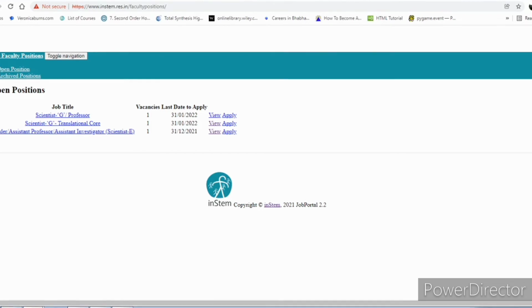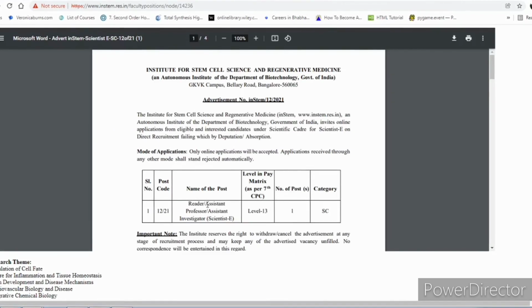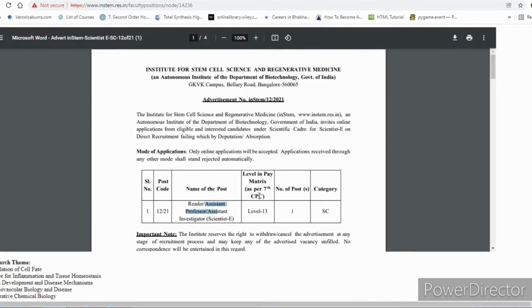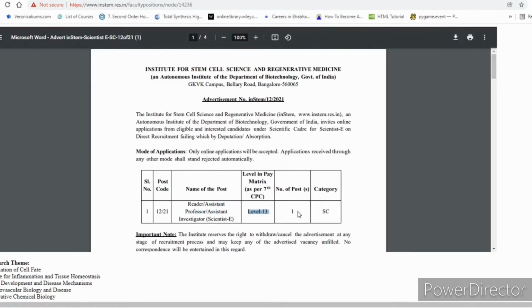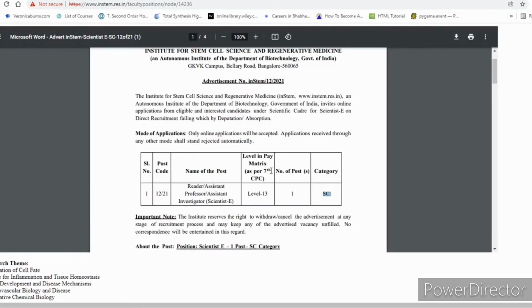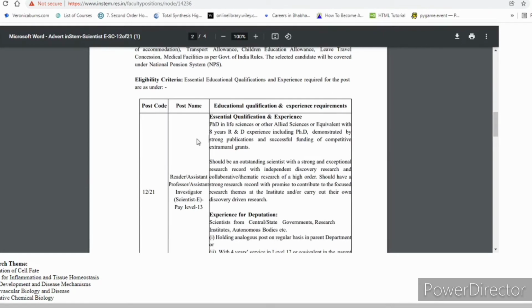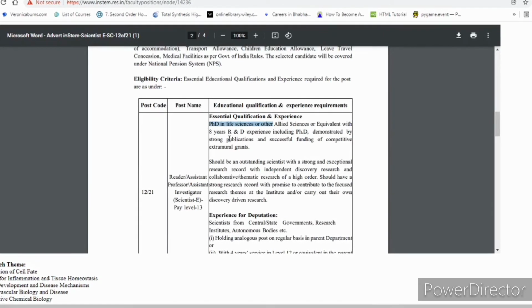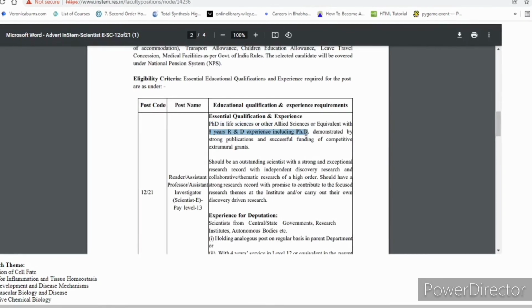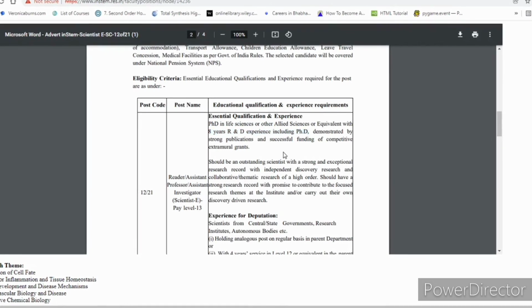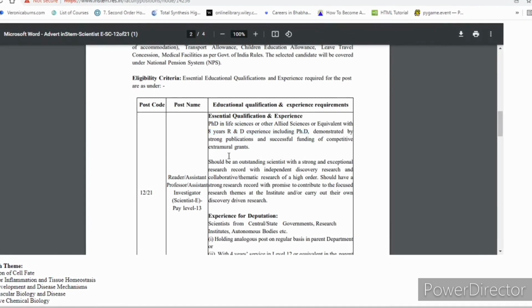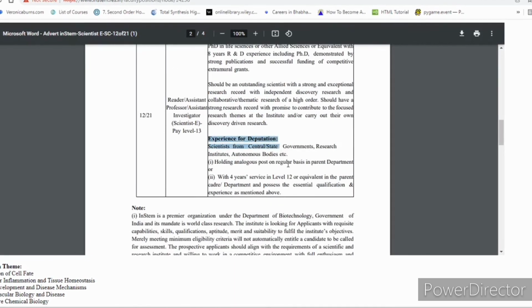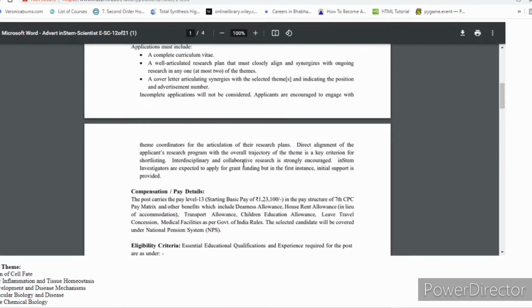Okay, so let us see what the qualifications are for assistant professor. See, this is level 13 in 7th pay commission, total post 1, and the category is SC. And what are the qualifications? See, you need a PhD in life science or other allied science or equivalent with 8 years R&D experience including PhD. That is, you need PhD plus 3 years of postdoc, and for deputation experience they have also written. So if you are eligible friends, please apply.